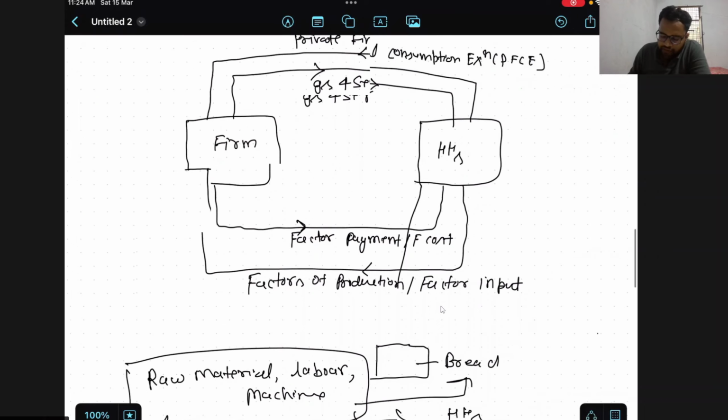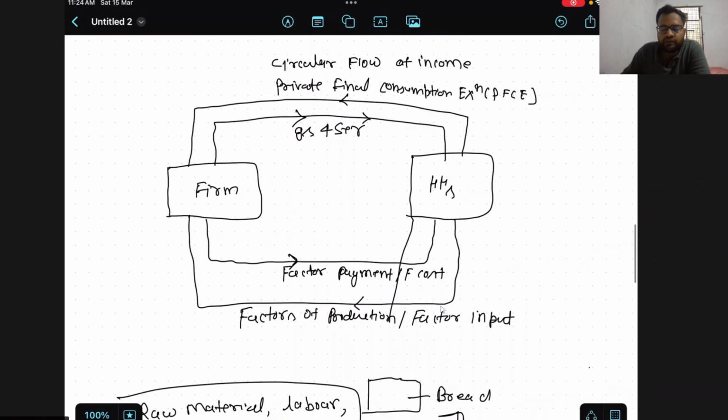And you can notice how the firm and household, these two sectors, are interrelated with each other in terms of their income and their expenditure. So this is the circular flow of income between two economic sectors. I hope you are able to understand these things.